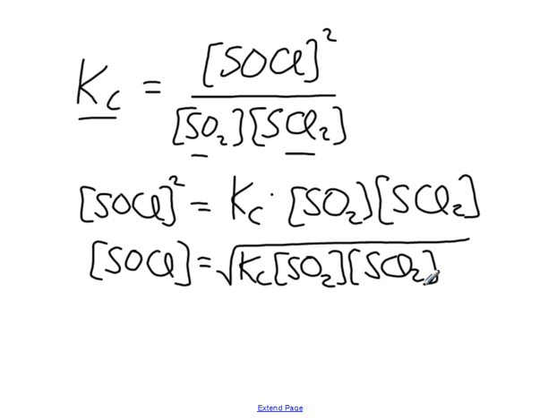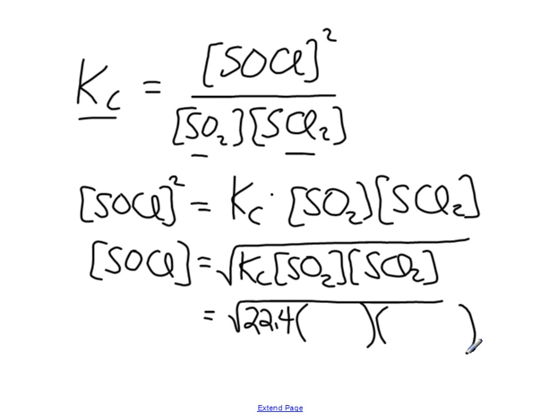And again, we know the 3 things that are underneath the square root symbol, right? So let's write them in. Equals the square root. The equilibrium constant was 22.4. And the important thing is that these other 2 numbers were measured at equilibrium, so we can put them in here. So the concentration of SO2 was 0.2, and the concentration of SCl2 was 0.4. So pick up your calculator, evaluate that, and you've got the answer to the problem.